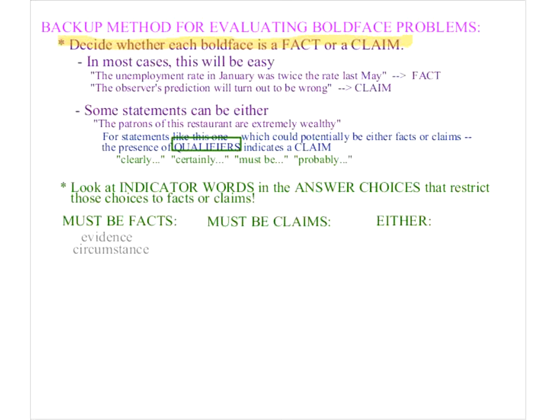Generally, circumstances means like, what was the time of day? What was the temperature like? Was it dark outside? Was it wet? Was it rainy? Was the person running? Was the person screaming? Those are circumstances. Those are facts. So a circumstance is just some sort of background condition, which is factual. So that's a tough one.